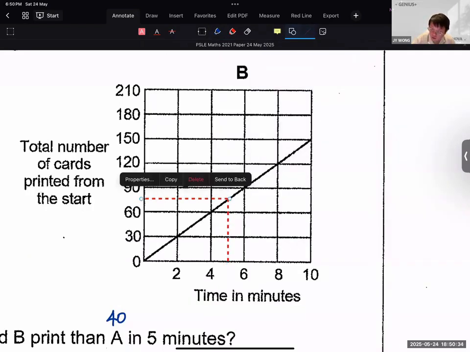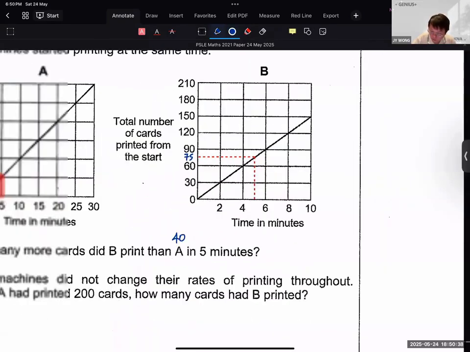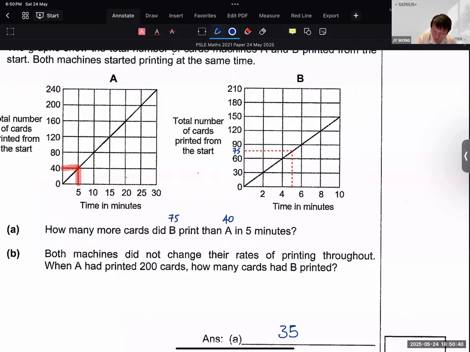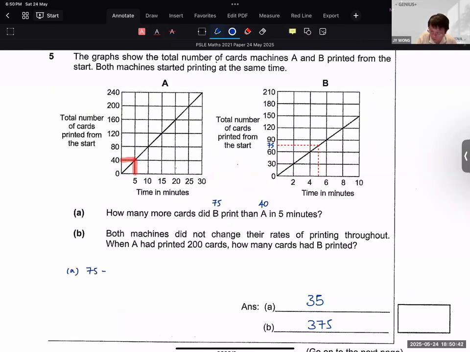You should be able to see that this number here will be 75. And so B is 75, right? And therefore, for part A, it's just 75 minus 40 to give me 35. That is your difference by reading off the graph.